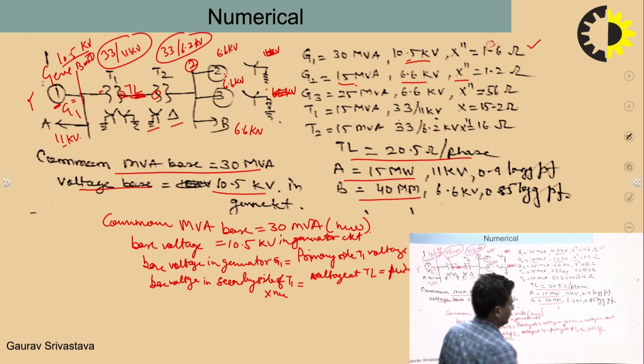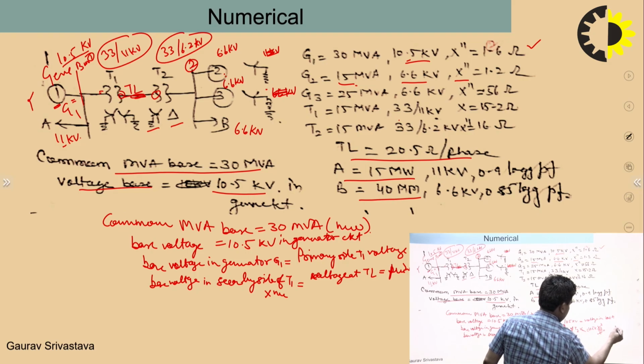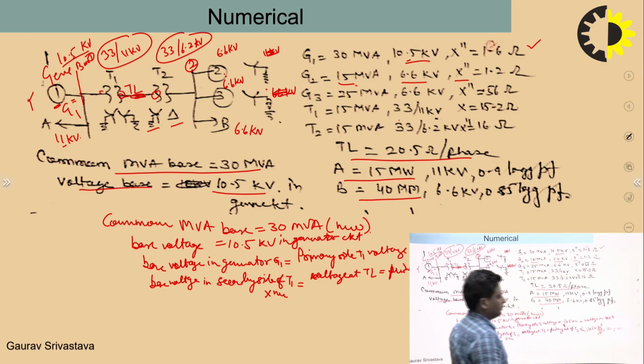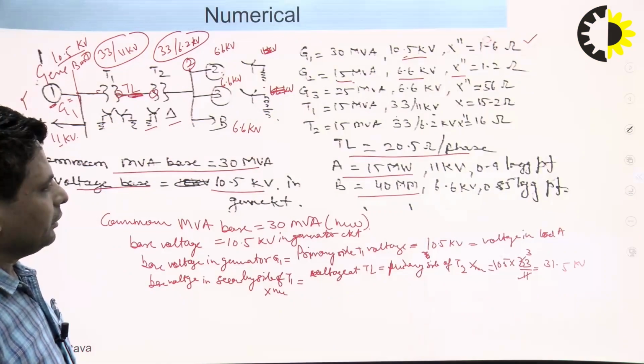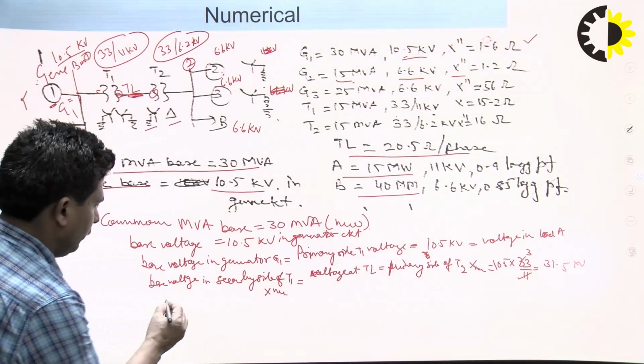Just do the simple calculation. So that is the voltage we find, which is the voltage at the primary side of T2.